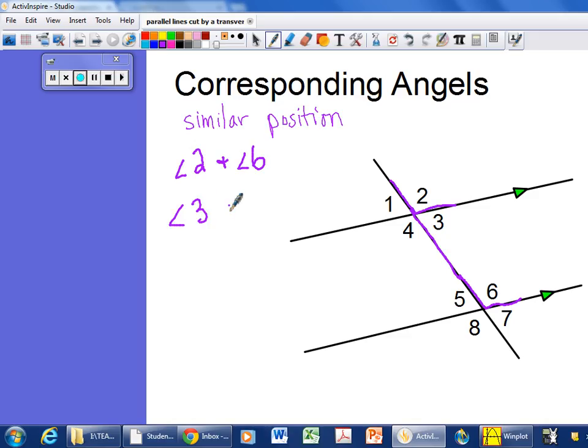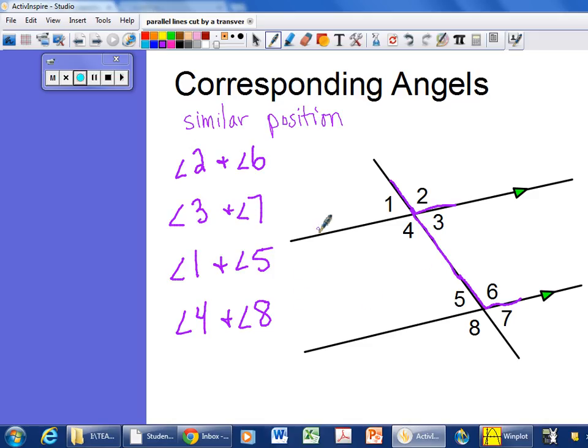Similarly, angle 3 and angle 7 would be corresponding angles. Likewise, angle 1 and angle 5 are corresponding angles. And angle 4 and angle 8 are also corresponding angles. They are in a corresponding position.